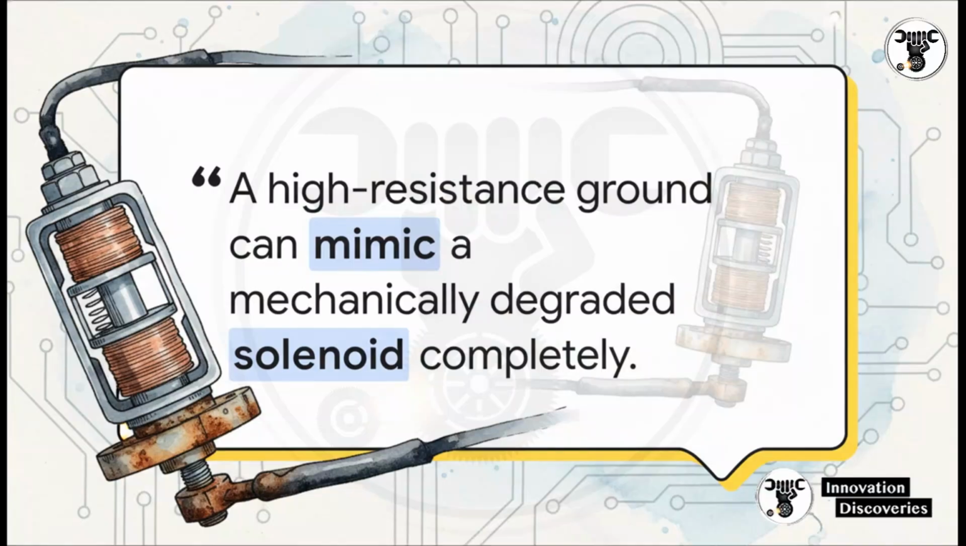I really want you to burn this quote into your memory. A high-resistance ground can mimic a mechanically degraded solenoid completely. Guys, this is the ultimate master tech golden rule. A corroded ground increases your time constant, creating a delay that looks exactly like a sticking plunger. The single most common rookie mistake out there is firing the parts cannon, replacing a perfectly good solenoid, only to realize the real issue was a rusty ground bolt the entire time. Seriously, check your grounds before you replace the part.